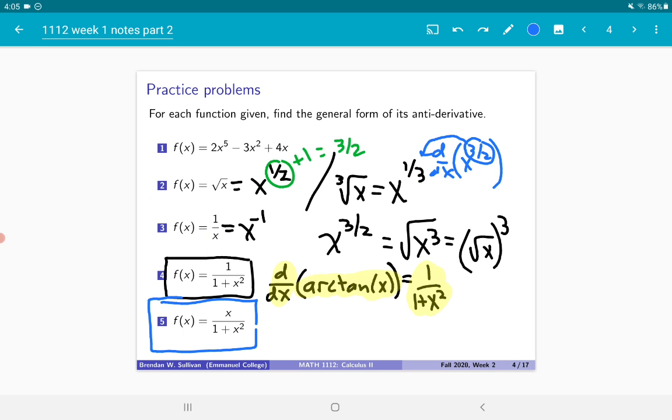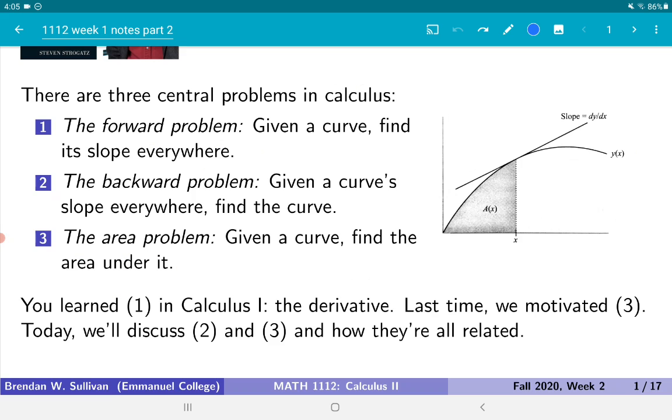The next video we'll come back and talk about how this relates to the area problem, problem number 3 that we started with. That's all for now. I'll see you there.